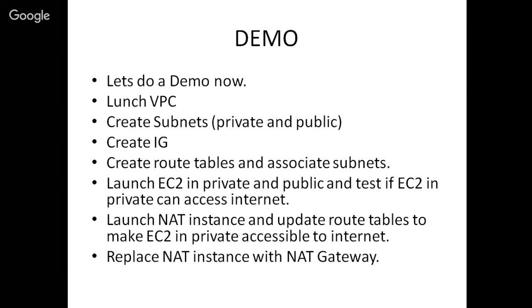Okay, NAT instance is a customized AMI in community AMI. If you go in community AMI and search for NAT, then you should be able to see NAT AMI, and you can launch one NAT instance from there. Okay, and you can use that. But the challenge is that, if your NAT instance goes down, then you will lose connectivity, right? You will lose internet connectivity from your EC2 instances in your private subnet. There is no high availability.